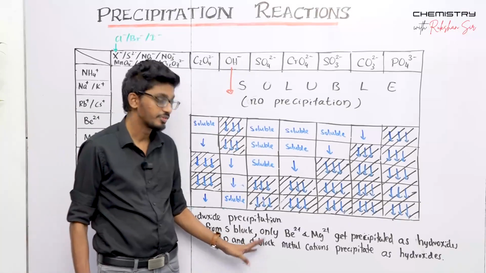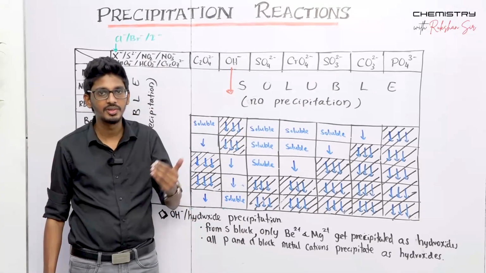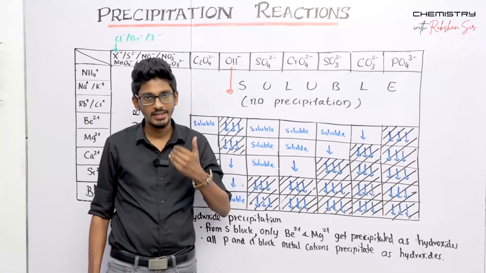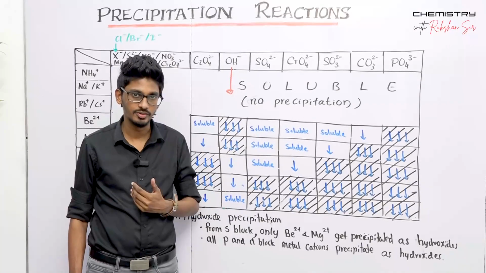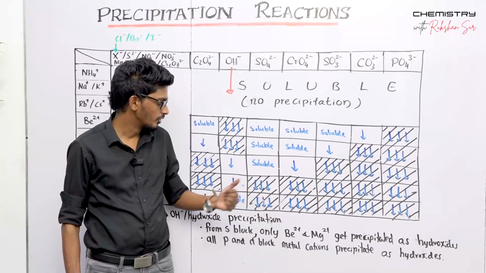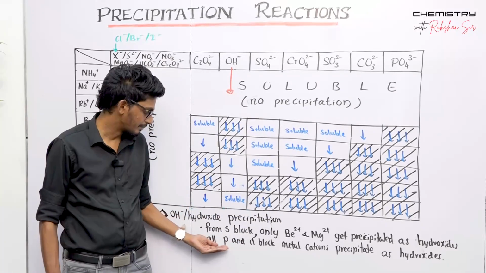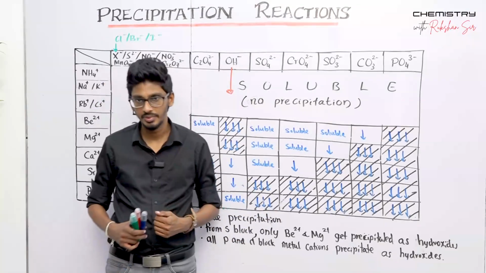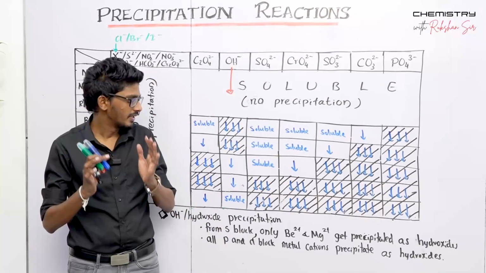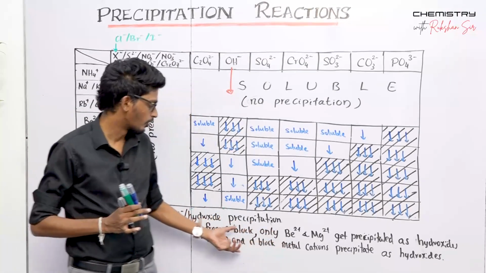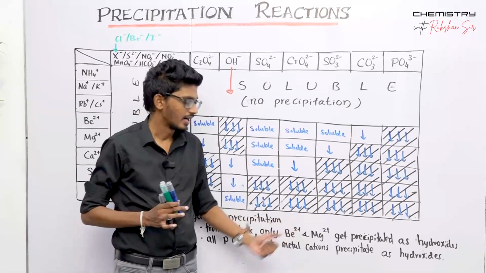Like if you think of zinc 2 plus, it will get precipitated as zinc hydroxide. Iron 3 plus, iron 2 plus, those will get precipitated as hydroxides, right? Not only those, aluminium, as a P block cation, will get precipitated as aluminium hydroxide, right? So when it comes to P and D block metal cations, all of them will get precipitated as hydroxides.